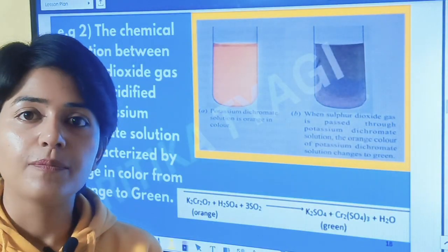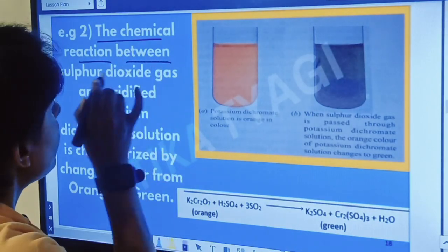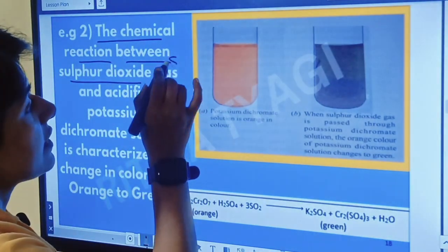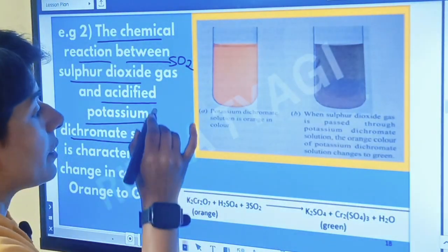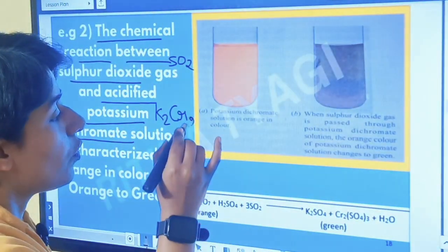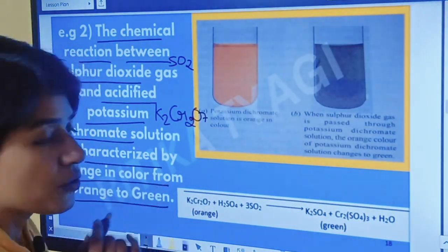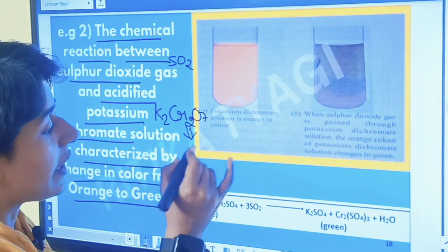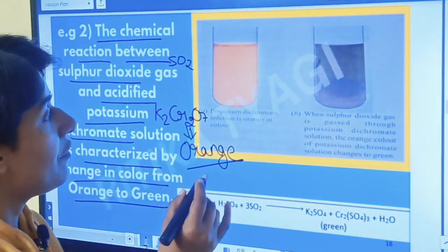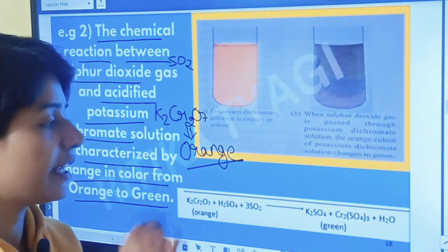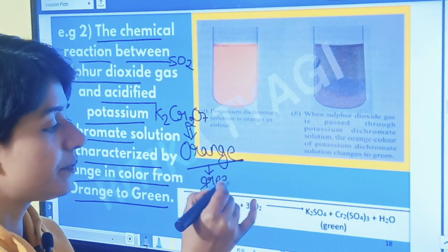The second example of a color changing reaction is the chemical reaction between sulfur dioxide, that is SO2 gas, and acidified potassium dichromate solution, that is K2Cr2O7 solution, which is characterized by a change in color from orange to green. This potassium dichromate solution is initially orange in color. But when sulfur dioxide gas is passed into it, the orange color changes into green.